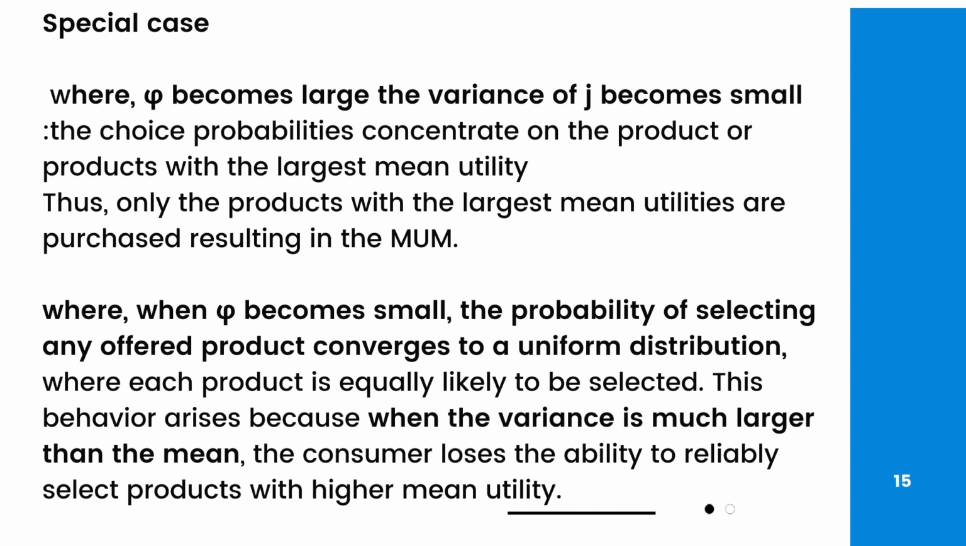On the other hand, when psi becomes small, the probability of selecting any offered product converges to the uniform distribution, where each product is equally likely to be selected. This behavior arises because when the variance is much larger than the mean, the consumer loses its ability to choose reliably.